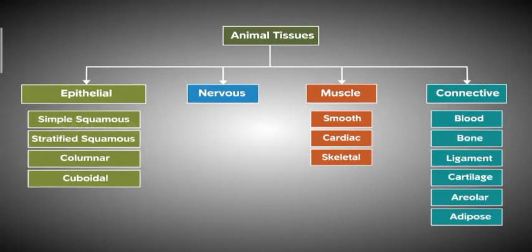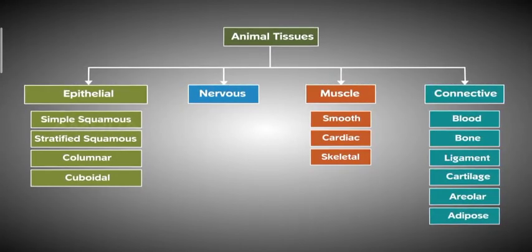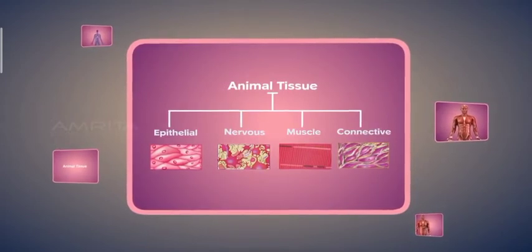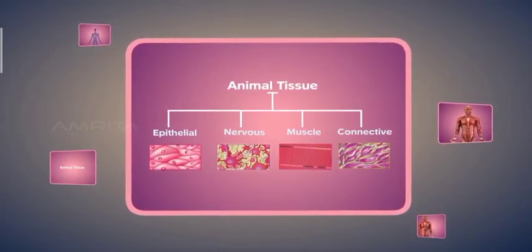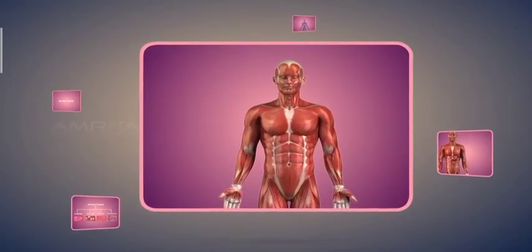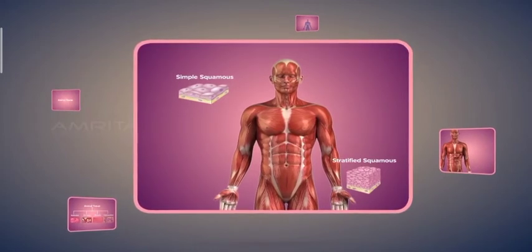In conclusion, we have seen and understood the different types of animal tissues, their subclassifications, and their functions. So, students, to summarize, animal tissues are grouped into epithelial, nervous, muscle, and connective tissues. Epithelial tissues are subdivided into simple squamous, stratified squamous, columnar, and cuboidal epithelium.